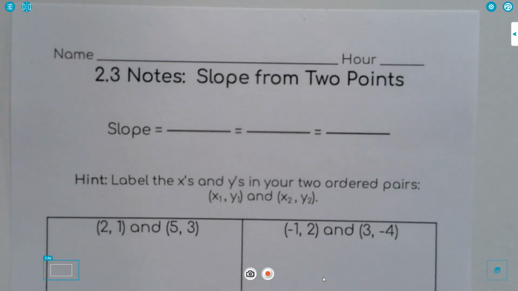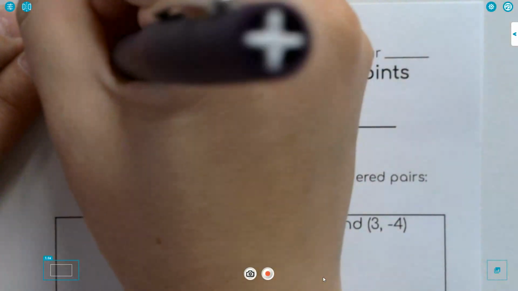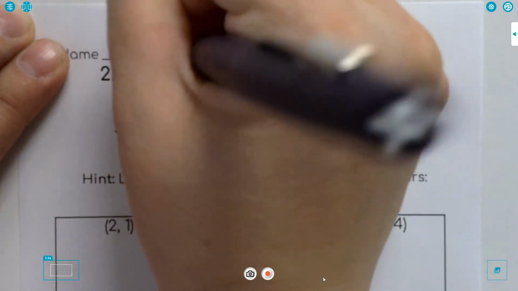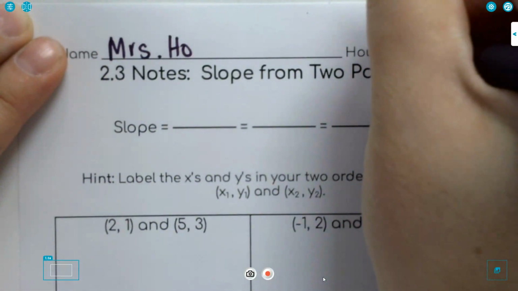Why sometimes it makes that noise and usually it doesn't. I like when it does, because then I know it's recording. Hi, recording. Okay, throw your name on here. This is currently second hour.